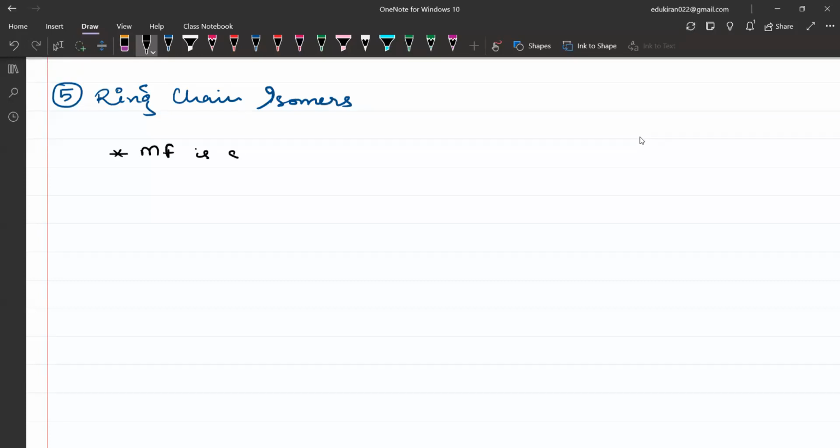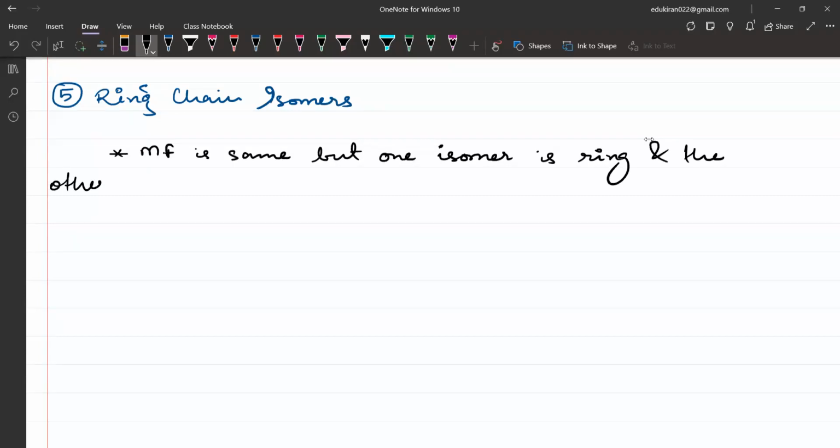Molecular formula is same, but the compound, but one isomer is ring and the other a chain. Yeah, acyclic. Write this down.